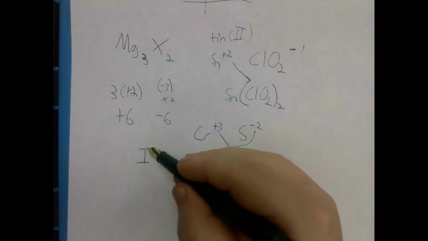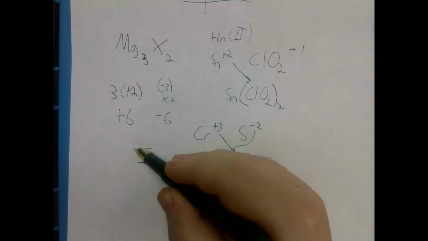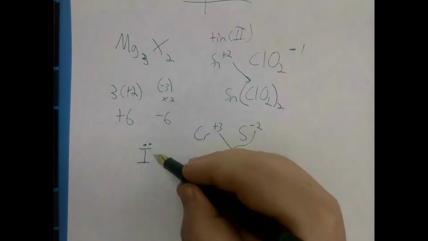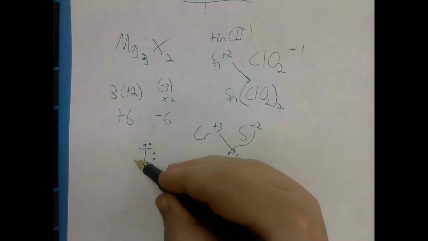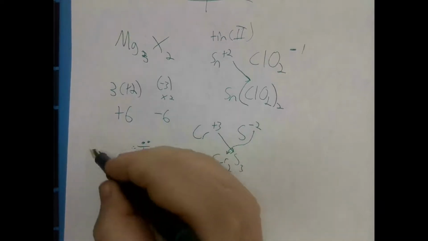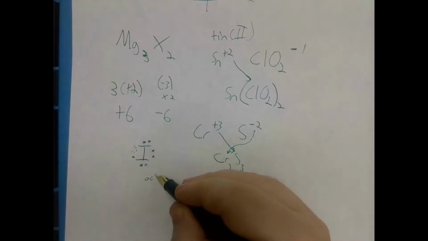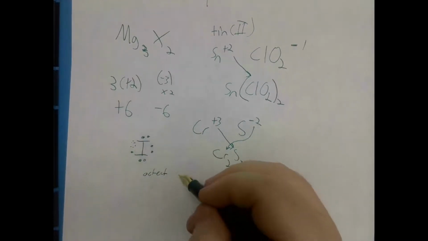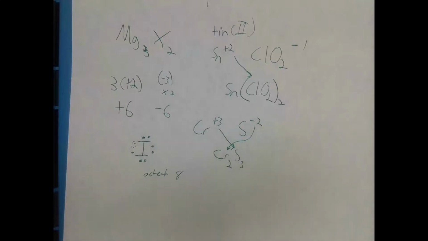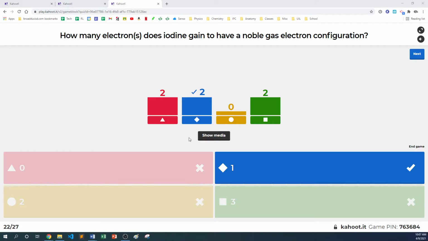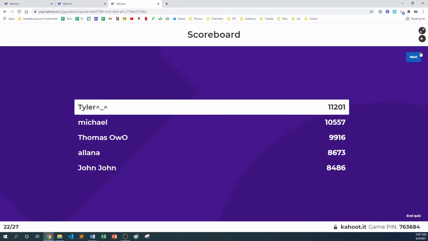So remember, noble gas configuration is when you go to 0 or 8. So it has 7. How many does it get from another atom to get to 8? This is the octet rule. 8 refers to the noble gas configuration. All the noble gases have 8 valence electrons, except for helium. So it only needs 1.